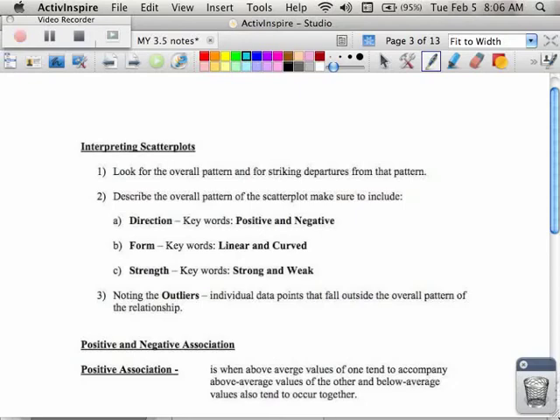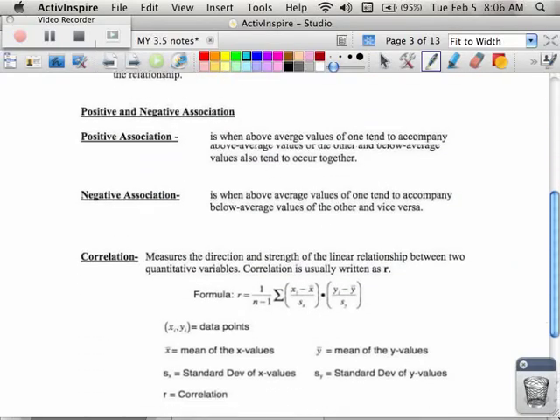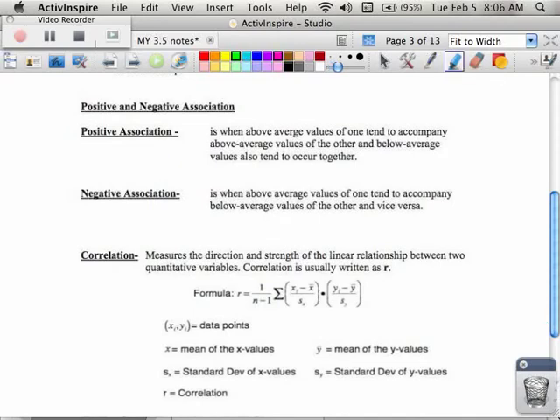Noting your outliers, individual data points can strongly change what your correlation is going to be, which we're going to talk about later. So it's really important to talk about outliers. When you're talking about positive and negative association, this word association is a word that's used quite frequently in statistics. You're going to use that word a lot in this class.